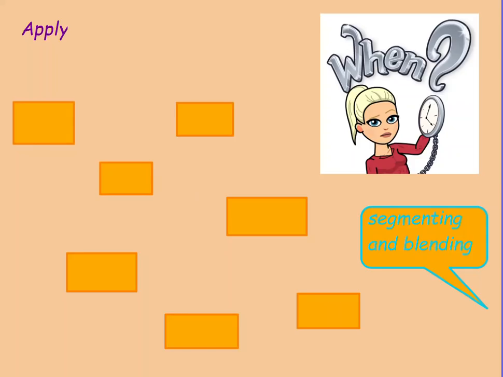W-i-sh. 3 sounds. What word did I say? Write it down, tell your partner. Okay, that word was wish. Well done if you got that correctly. W-i-sh. Wish. Well done to you.